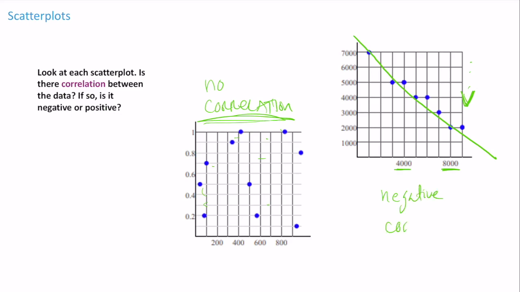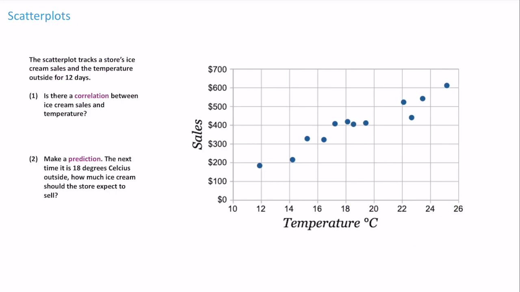So there is a relationship. You can tell there is because there's a nice line that fits the data, and that slope is negative, so there's a negative correlation. All right, this will help you a little more with that negative versus positive correlation.